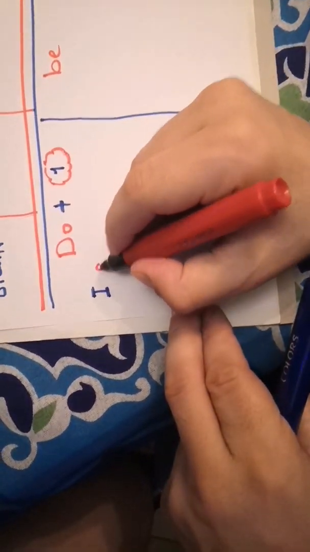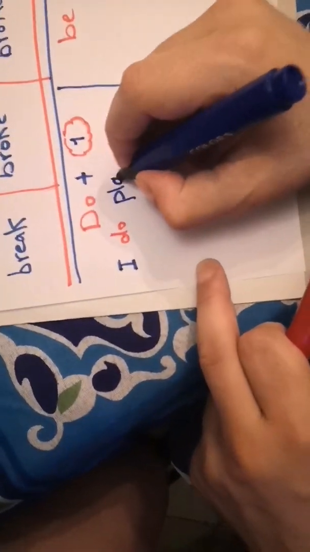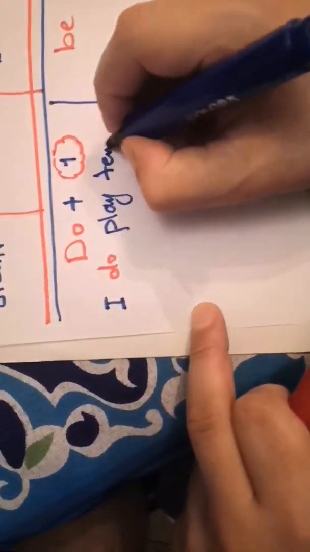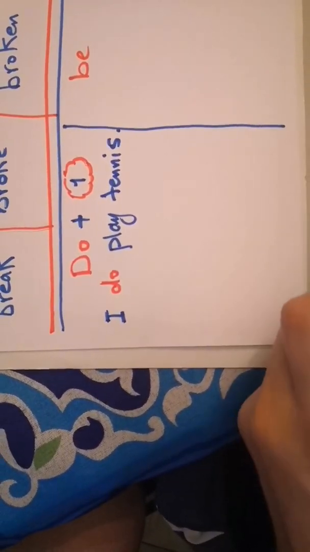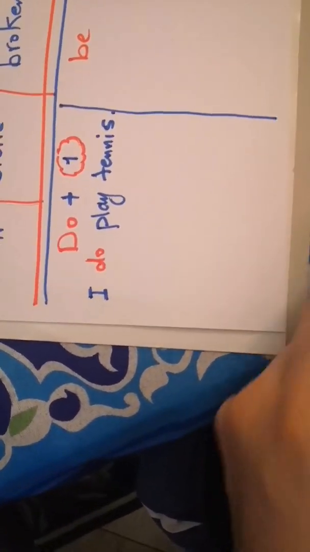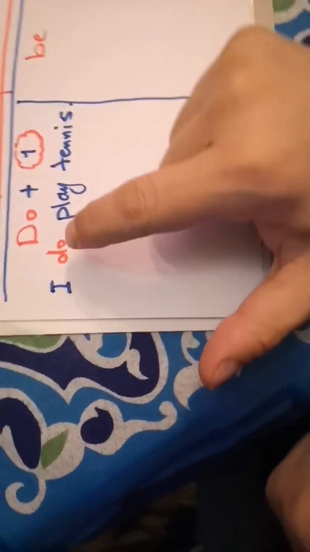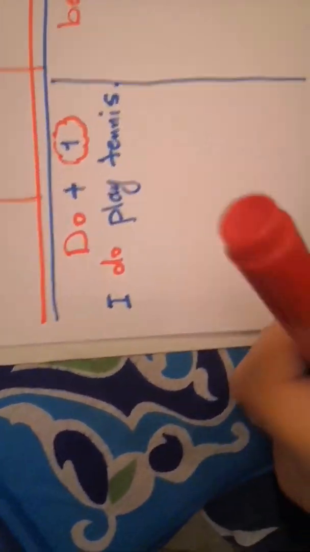I do play tennis. Some of you may ask me, is it correct or is it suitable to say I do play tennis? Yeah, of course. Sometimes we need to use do play. That's for assertion, just to make some idea very clear and to tell the listener that it's certain.